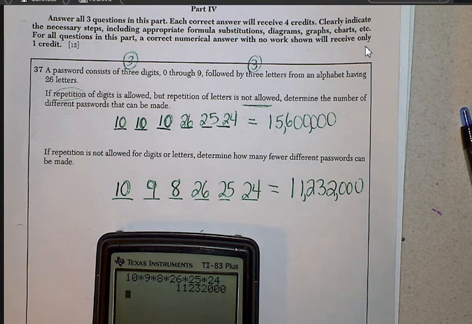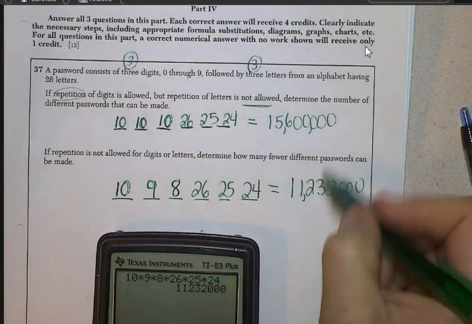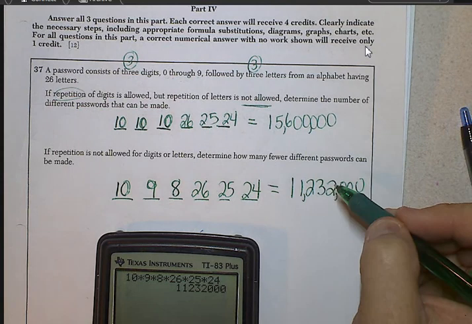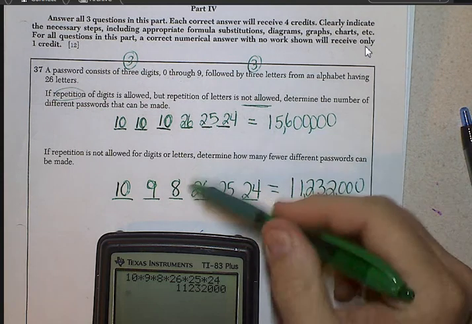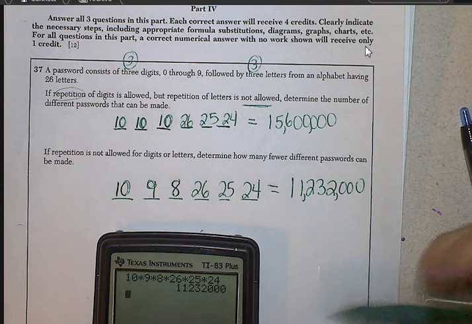So, you know, it's more than 4 million passwords that we reduced our numbers by just by not allowing the digits to repeat. Okay? And that's it.